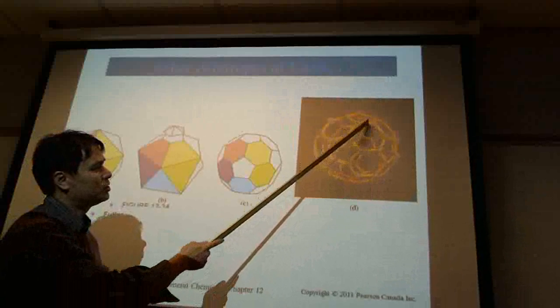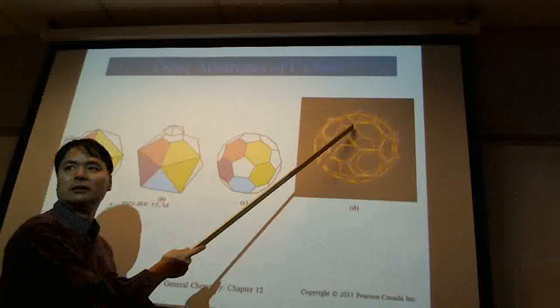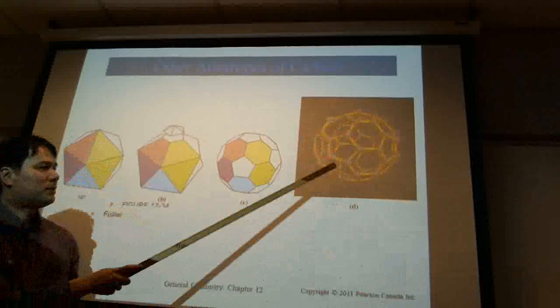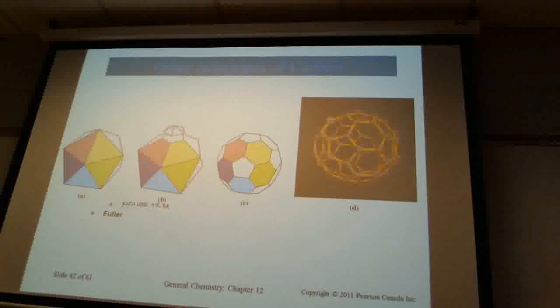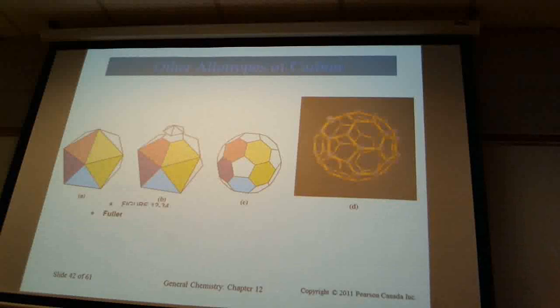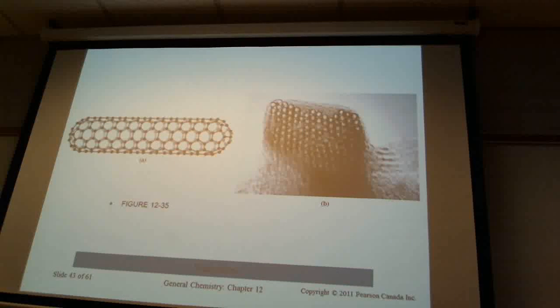Looks like sp2, but it's not trigonal planar here. See that? But anyway, these buckyballs have some interesting properties, and they have bucky tubes and a whole bunch of stuff. This is a bucky nanotube. It's very interesting.